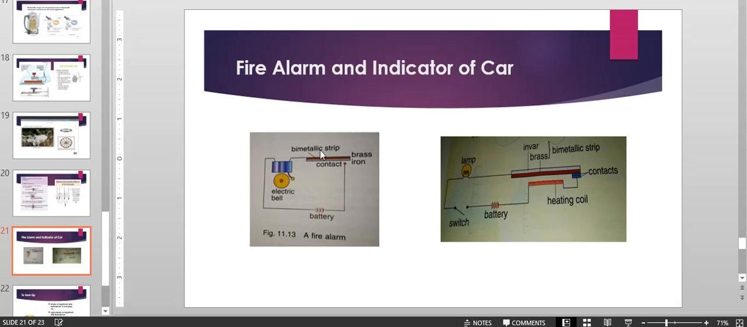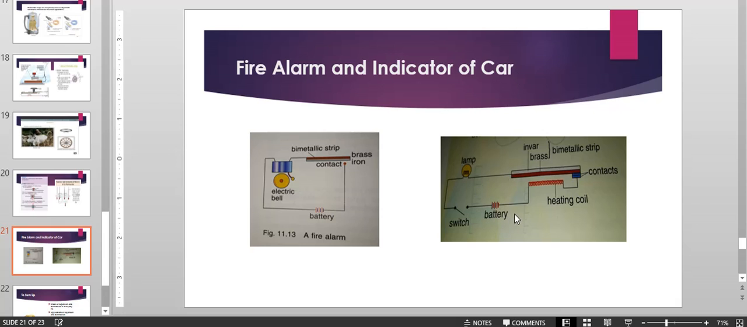Now let's discuss the application of thermal expansion and contraction in fire alarms and the indicator of a car. This is the circuit of a fire alarm. As soon as it catches the heat, the bimetallic strip bends, and hence, by completing the circuit and reaching the sensor, the bell starts ringing, and everyone gets alert that there is a problem, for example, in a building.